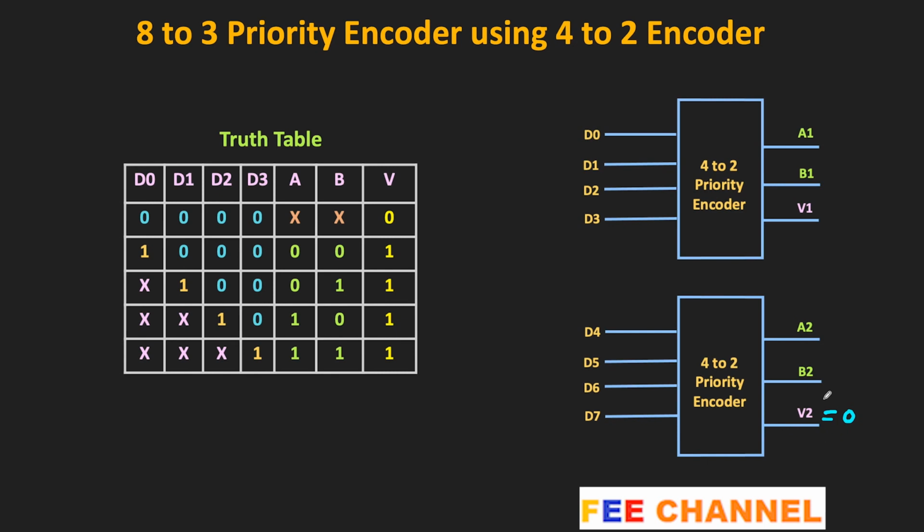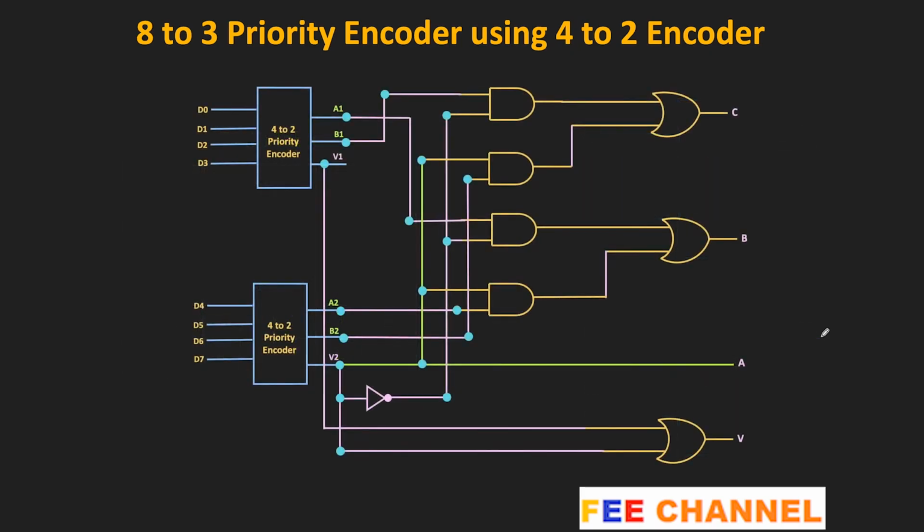So as per the truth table, this C is high when either D1 or D3 is high, or when D5 or D7 is high. So these four inputs represent the second or the fourth input of this 4-to-2 encoder. For these two inputs, if we see the corresponding output of this encoder, then they are either 0, 1, or 1, 1. That means in both cases, the output is high.